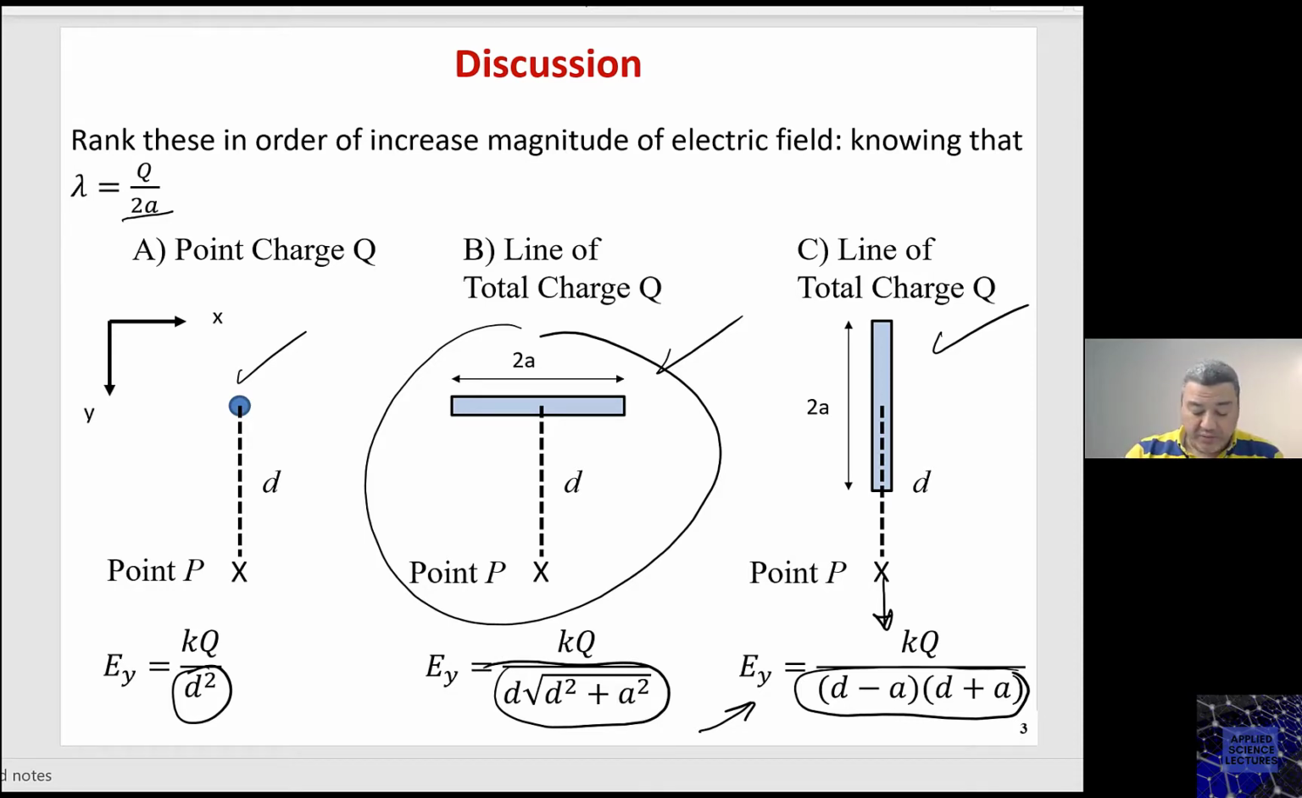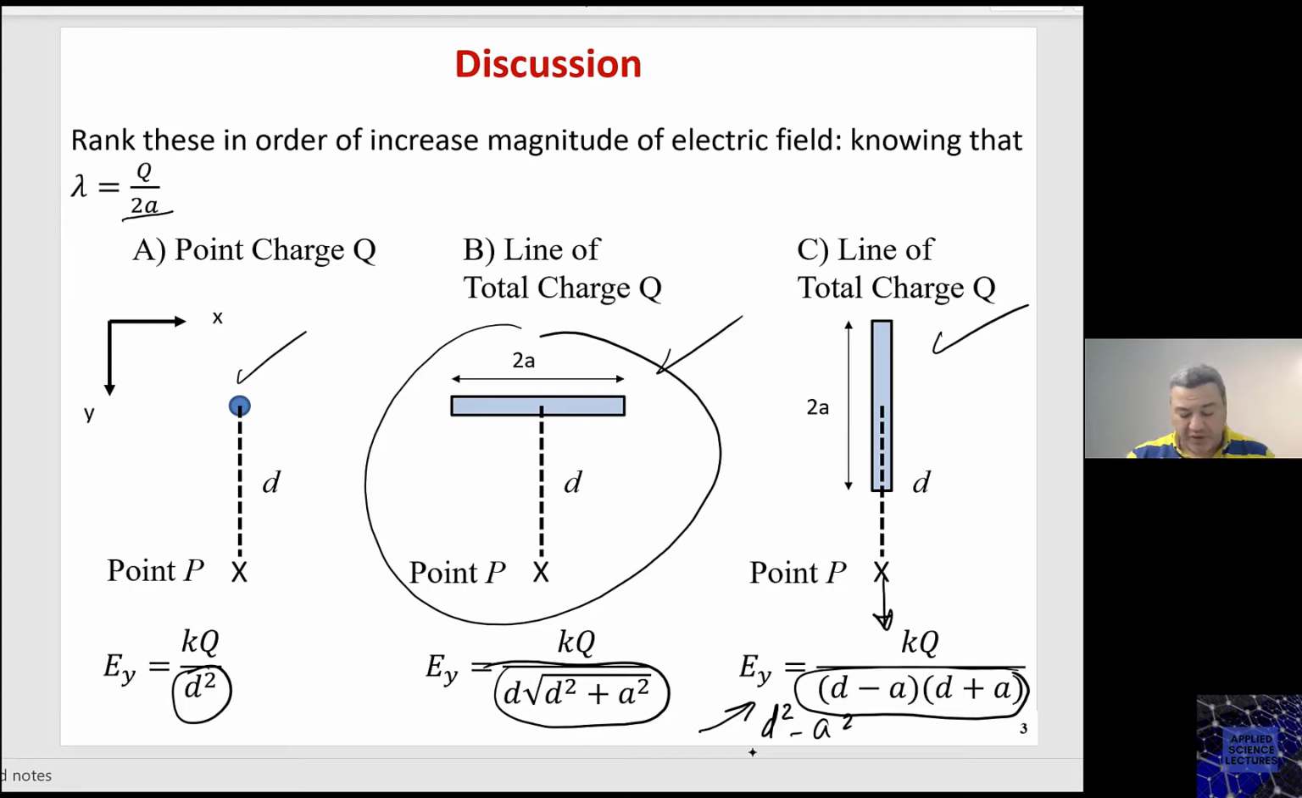Okay, so we need to rank those fields going from the smallest to the greatest. If we look at the denominator here, I can see that the denominator here is d squared minus a squared. Here is d times square root of d squared plus a squared, which is definitely greater than the last one.